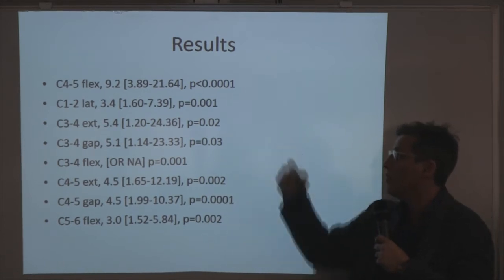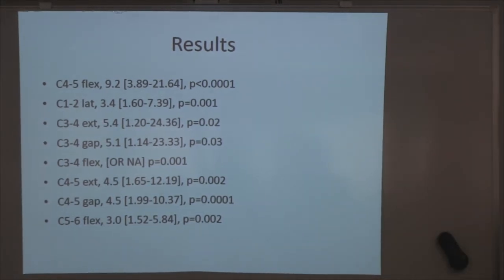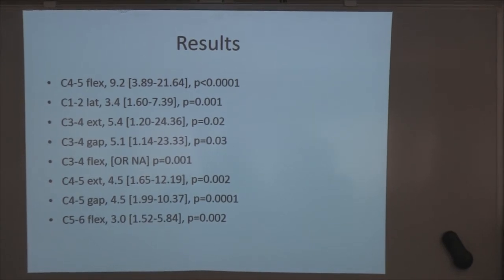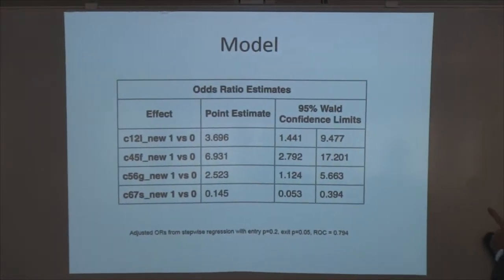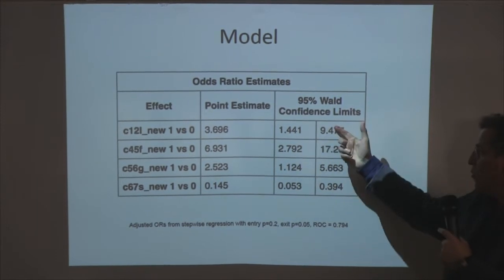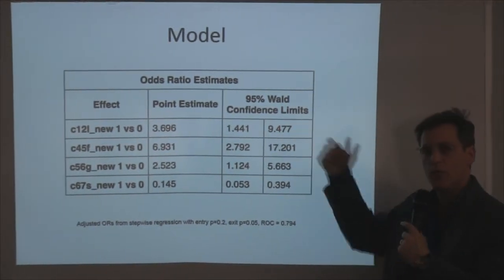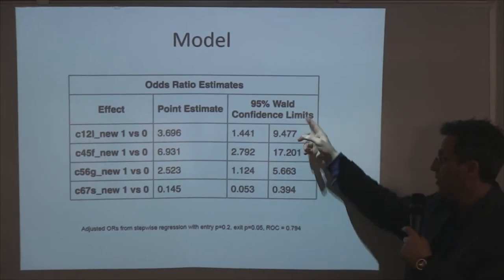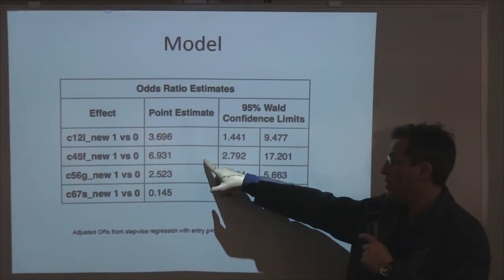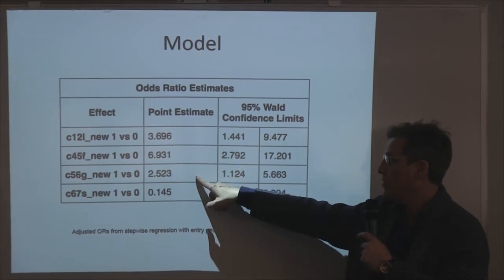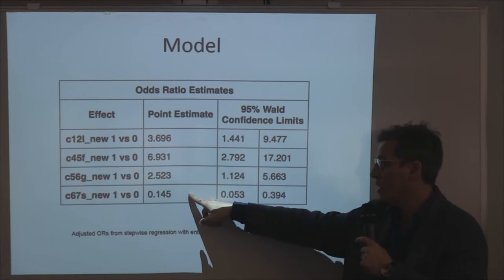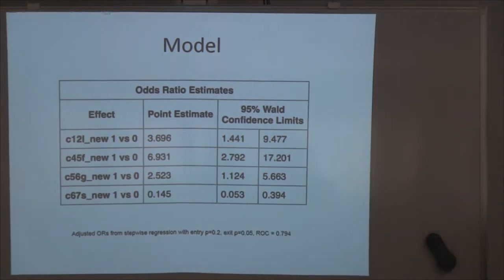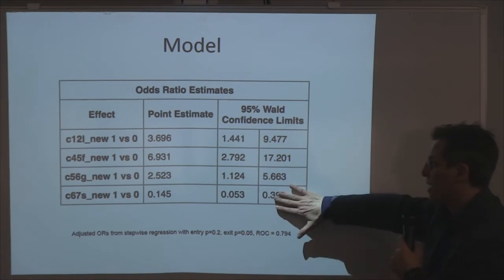But the most important one was C4-5 in flexion, looking for instability, where there was more than, I think, three millimeters of instability flexing forward. When we put all this into a model, this is C1-2 for lateral flexion, with the mouth open to see how far there's translation to the side. This is the C4-5 flexion, C5-6 gapping, and then C6-7 synchrony, which I don't think is very important. In fact, don't pay any attention to that one.